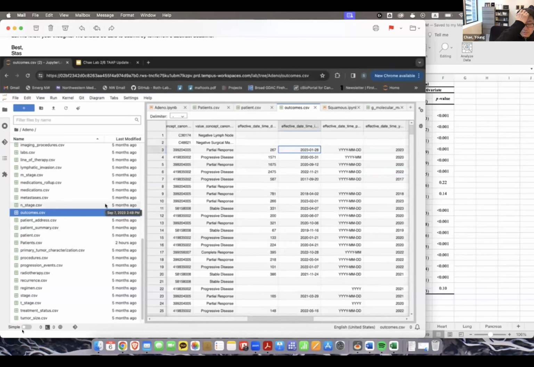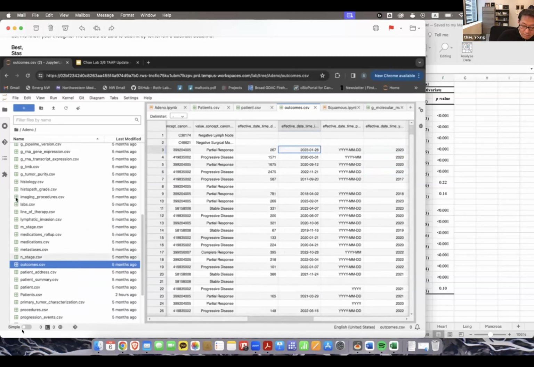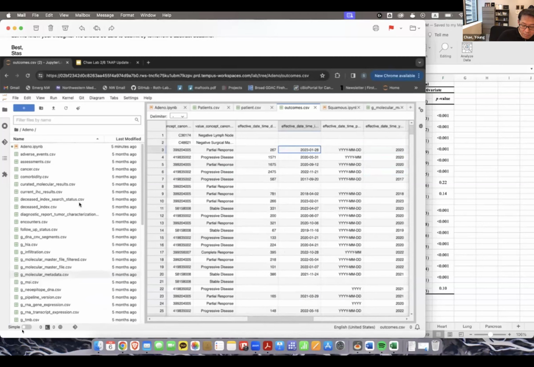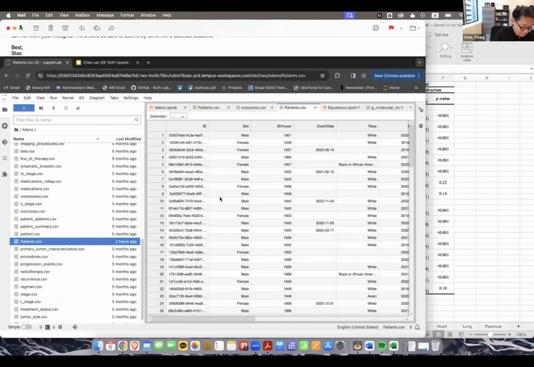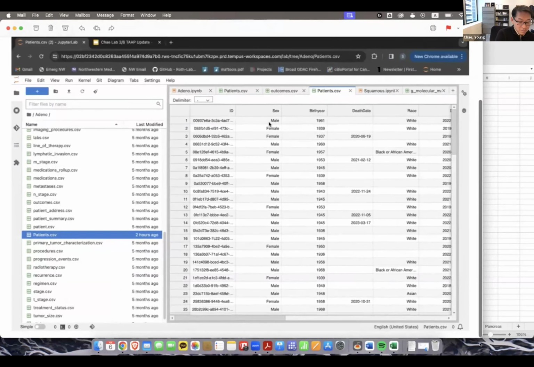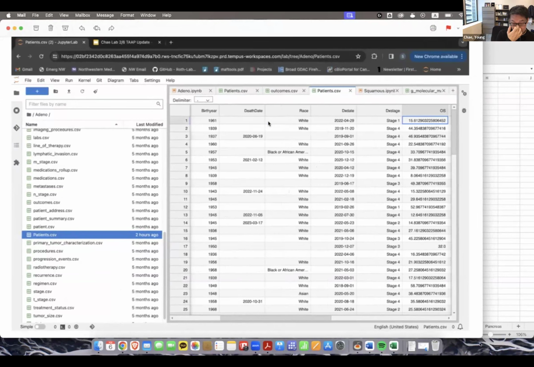And so I've gone through and tried to pull information that is important for stratifying the patients and figuring out if there's any relationships. So I've created this sheet called patients with an uppercase .csv. And here I've organized information about the sex, the birth year, the death date, if it's present, the race, the diagnosis date, the diagnostic stage.